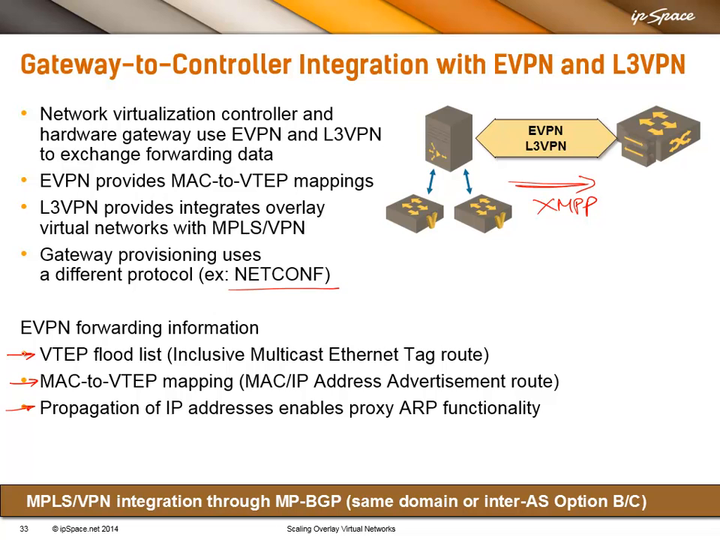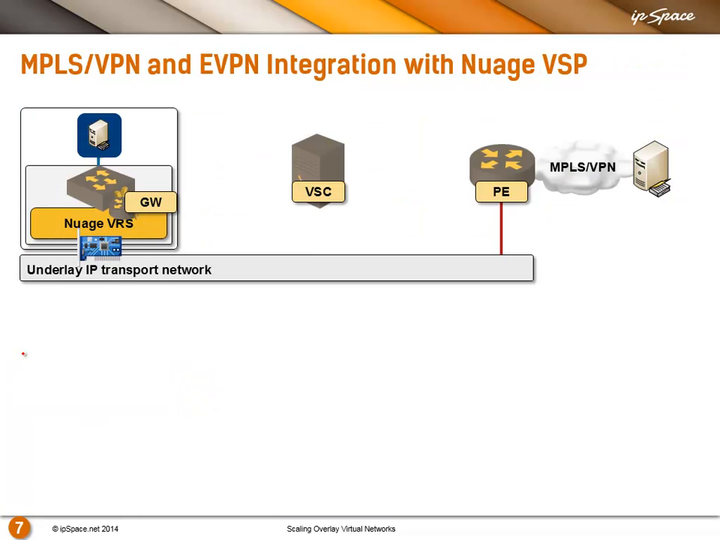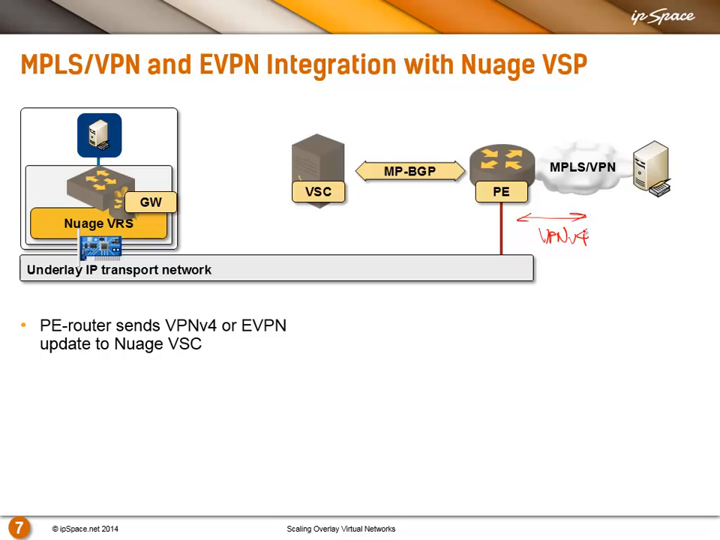To walk you through an example, let's assume that we have a PE router that is running some MPLS VPN across some WAN network. So we are exchanging VPN v4 routes here. And now we are adding VSC and Nuage VRS to the picture. First, we would establish an MP-BGP session between the PE router and VSC. And then the PE router, based on how you configure things, would send VPN v4 or EVPN update to the Nuage VSC and vice versa. So they exchange reachability information.